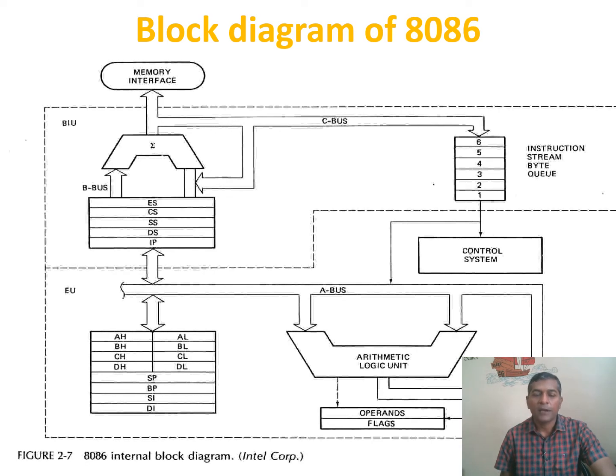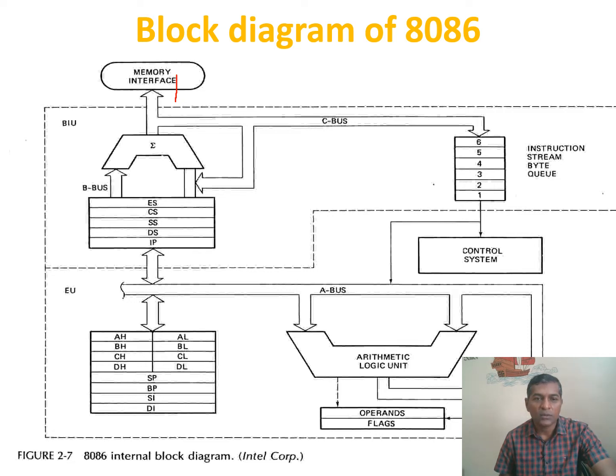This is the block diagram. What we have studied in the last lecture, we'll just revise one more time. With this microprocessor architecture, memory is connected to the microprocessor. This particular part is known as the bus interface unit, with which we get all the information from memory to the microprocessor.